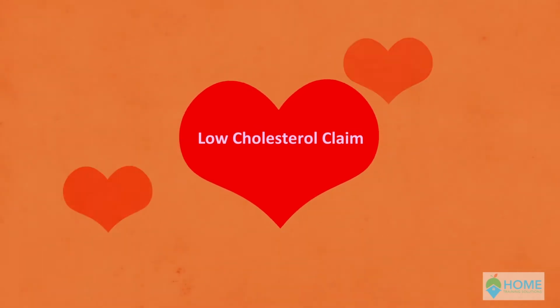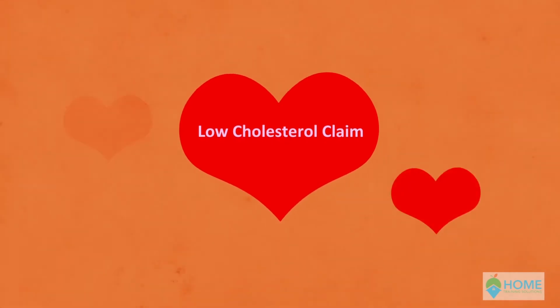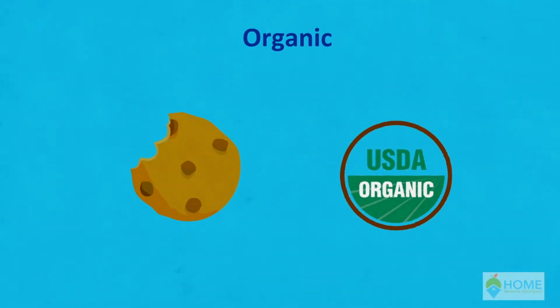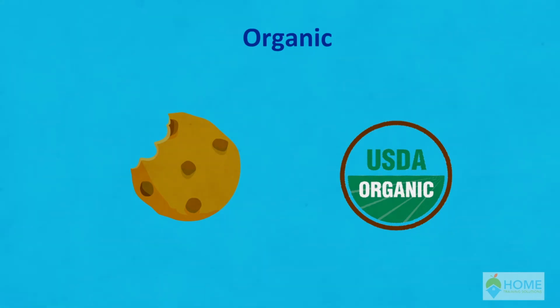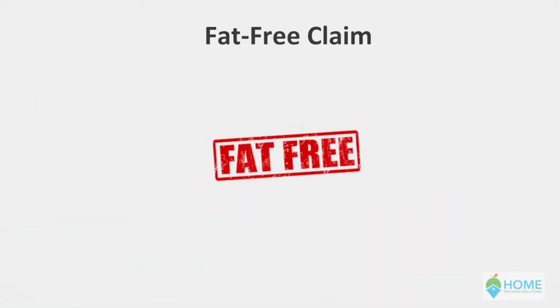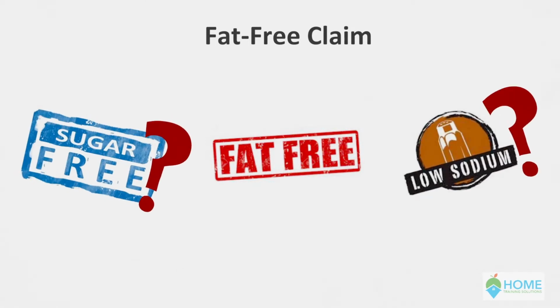While a food may be low in cholesterol, it may be high in calories, sodium, and sugar. The word organic refers to the way the food was grown or processed. While it's great to eat more organic produce, it's no guarantee that all organic products are healthy foods. An organic cookie may still be high in sugar, calories, and fat. The words fat-free alone are not enough to evaluate the quality of a food product. A fat-free item does not guarantee it is sugar-free, sodium-free, or even healthy for your clients.